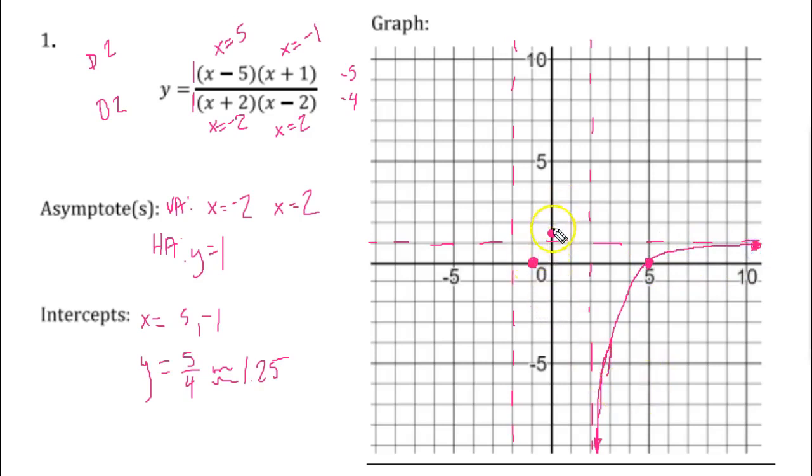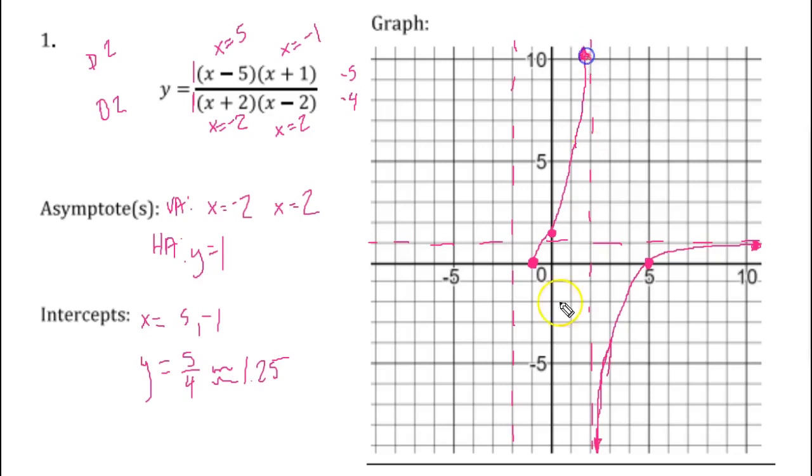In the middle, you can't cross vertical asymptotes ever because they're not part of the domain. But in the middle, the horizontal asymptote doesn't trap the graph necessarily because the horizontal asymptote gives us end behavior, not middle behavior.